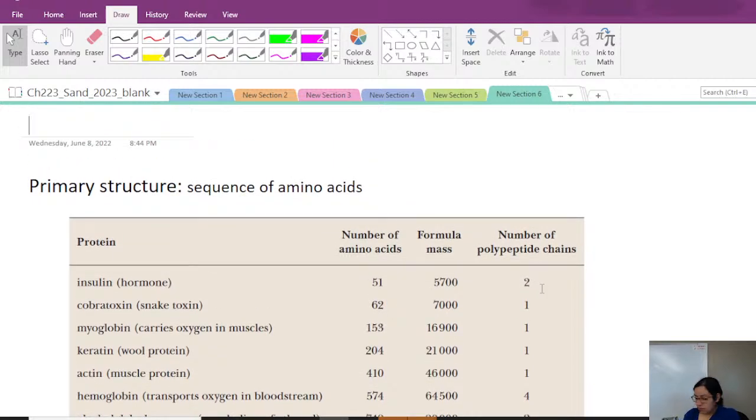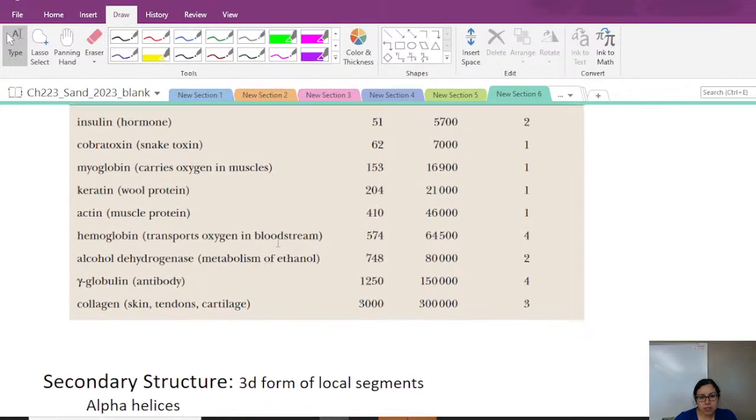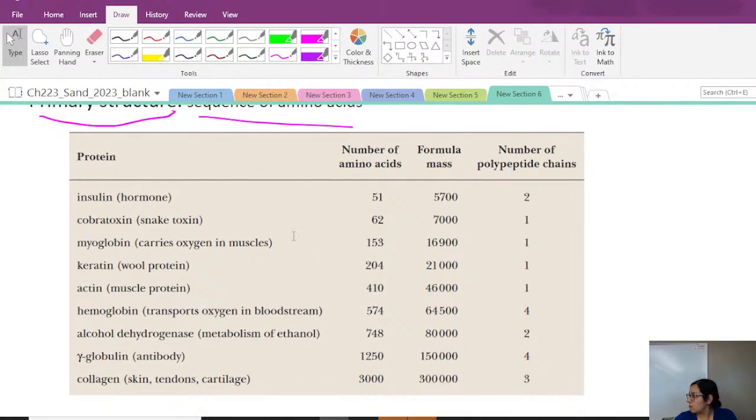All right, so let's look at what they call levels of structure here. The primary structure, your first level, is just your sequence of amino acids. This is showing you how many amino acids are involved in all these different things. Insulin is relatively small, but collagen is a lot larger. There's hemoglobin, which is obviously a large complex structure.